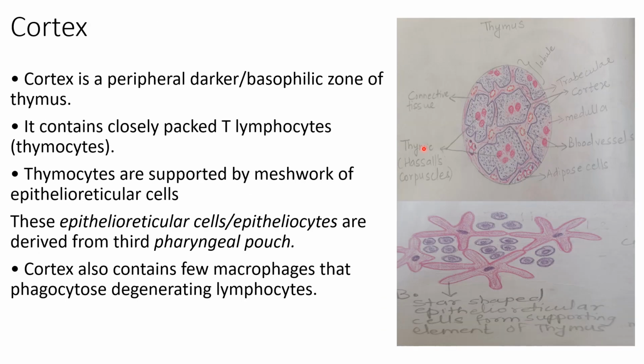Now we will see the cortex. So the outer or the peripheral darkly stained zone is cortex. In this cortex, we have the connective tissue framework formed by epithelio-reticular cells. So these are the epithelio-reticular cells which form a network or meshwork, and within these the spaces are occupied by the lymphocytes, and these epithelio-reticular cells are derived from the third pharyngeal pouch. Also, the cortex has few macrophages which phagocytose the degenerated lymphocytes.